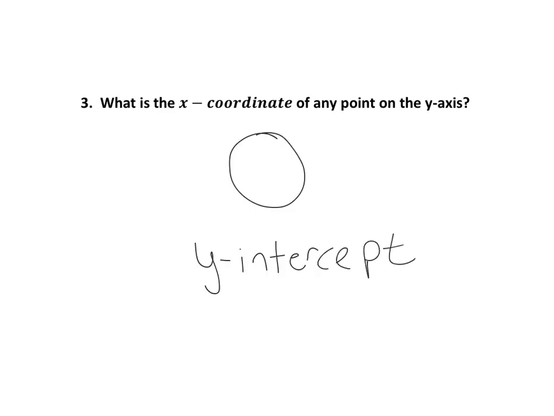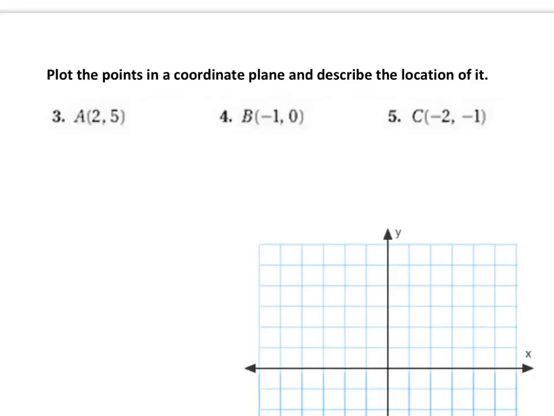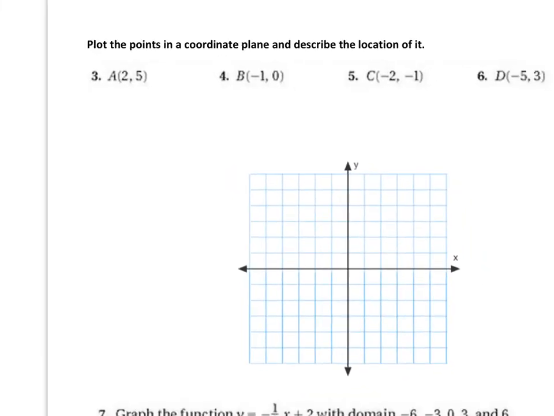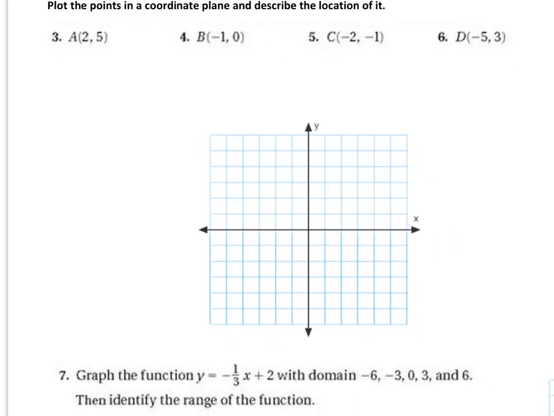Okay? So let's take a look at some more with graphing now. It says plot the points in a coordinate plane and describe the location of it. When it says describe the location, it means which quadrant. So if we look at this, 2, 5. That means right 1, 2, up 1, 2, 3, 4, 5. So it's going to be put right there.